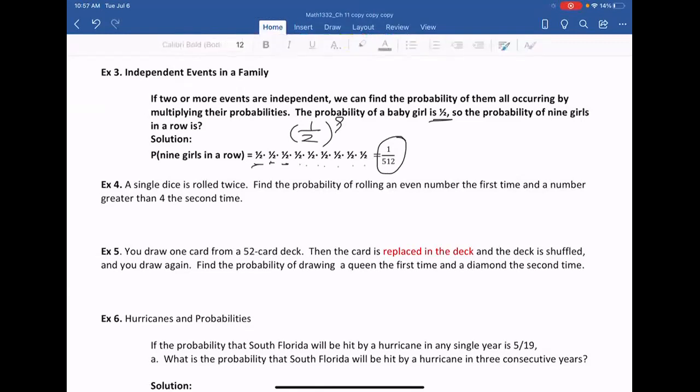So this is not a hard question, because each time you give birth to a girl, the probability is 1/2, and the second time is still 1/2. So you multiply them together, and you get the probability of getting 9 girls in a row in a family. Next question is example 4.